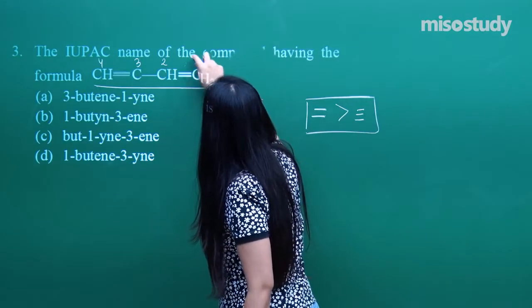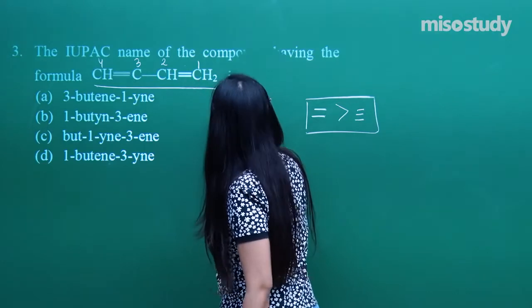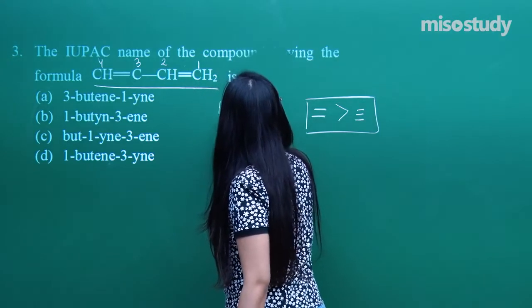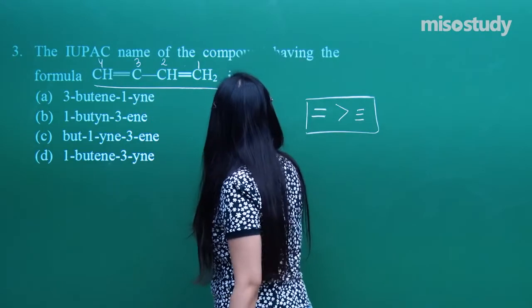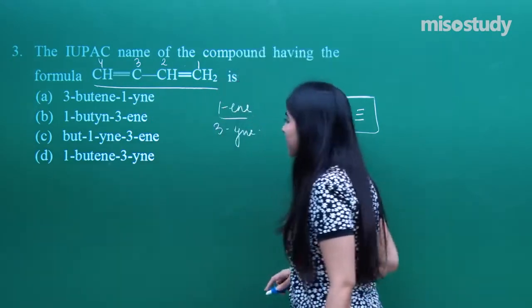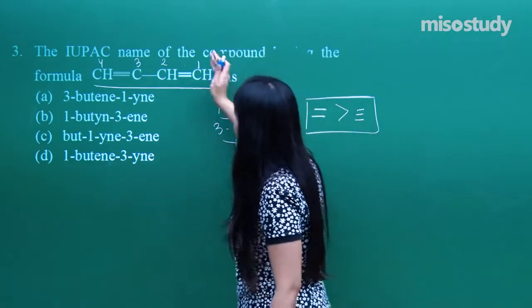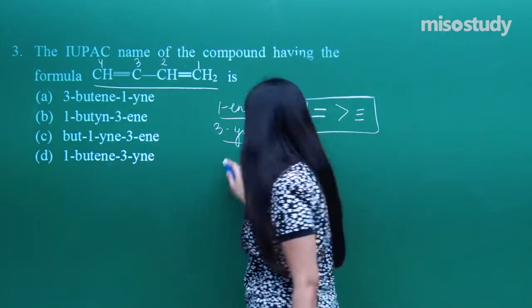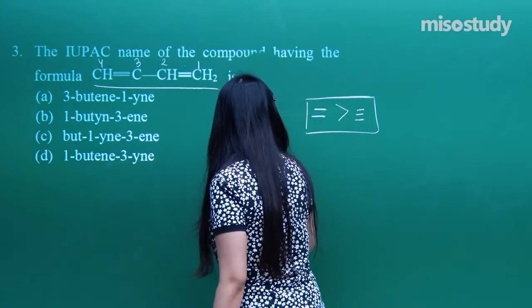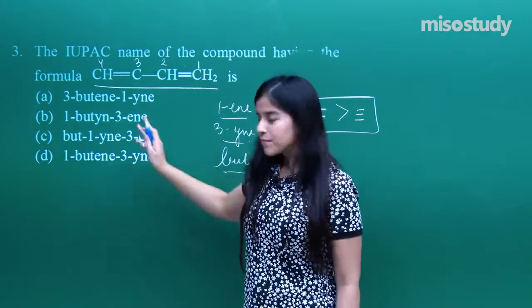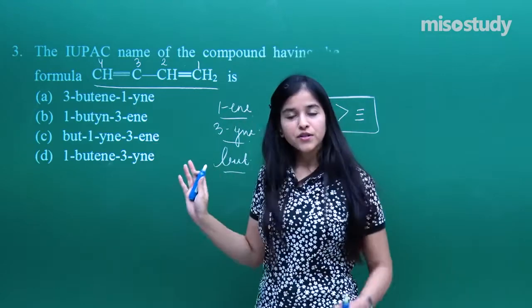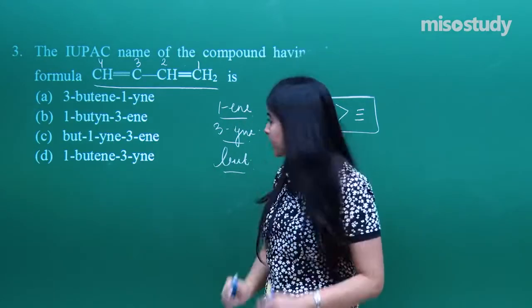So on the first carbon I have got ene, and on the third I have got ine. What else? It is 4 membered, that means but. So do you see any option which is resembling these 3 terms collectively?